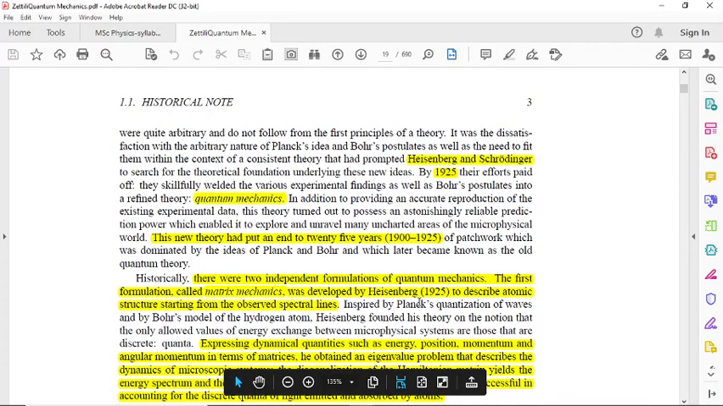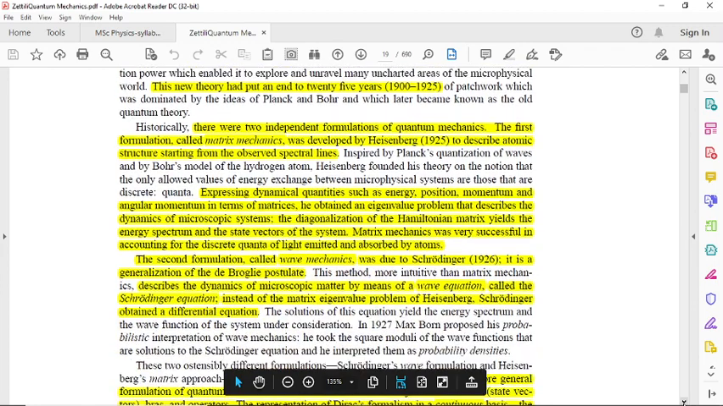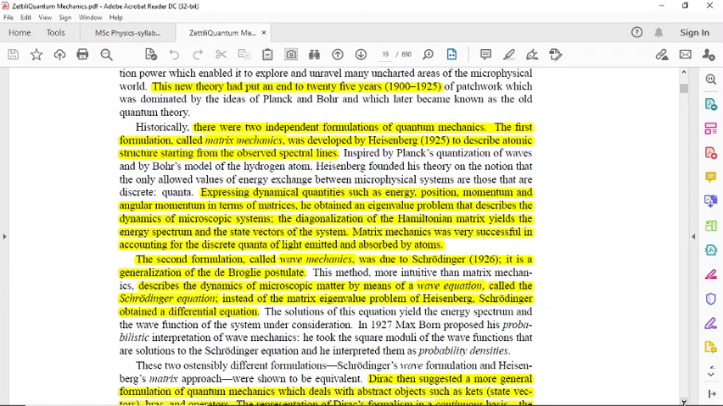Then in 1925, they introduced two formulations to study quantum mechanics, matrix and wave. Matrix mechanics involves expressing dynamical quantities such as energy, position, momentum and angular momentum in terms of matrices.